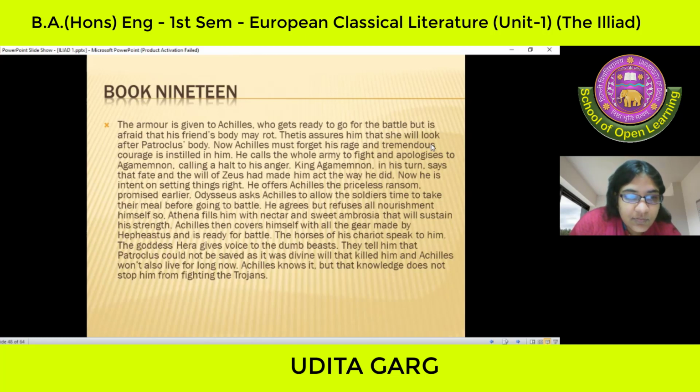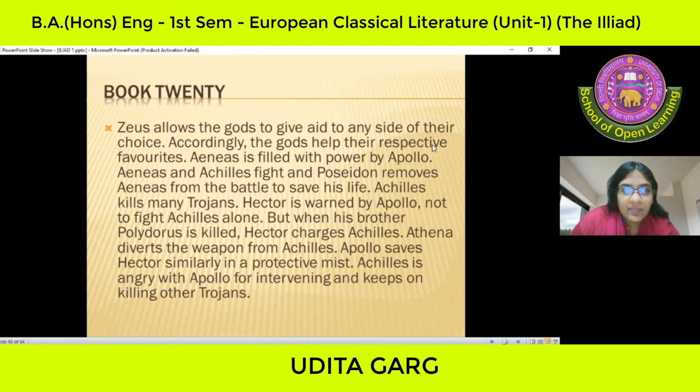That he will not live long is not in his agenda right now. All that is occupying his mind is that he should avenge the death of his dear friend. Now in book 20, Zeus allows the gods to give aid to any side of their choice. Accordingly, the gods help their respective favorites.